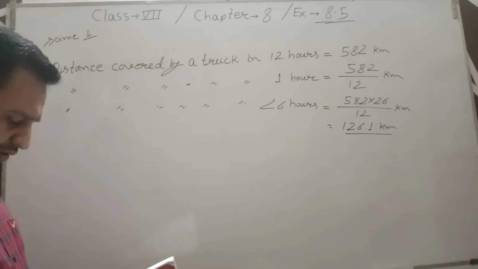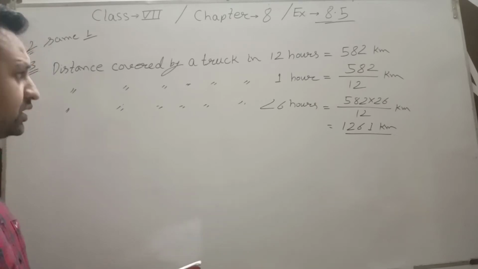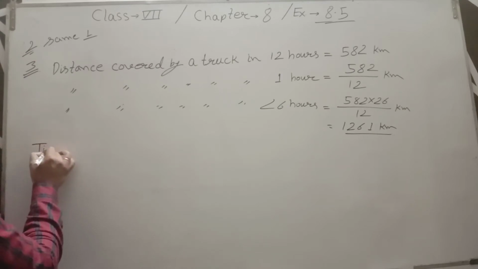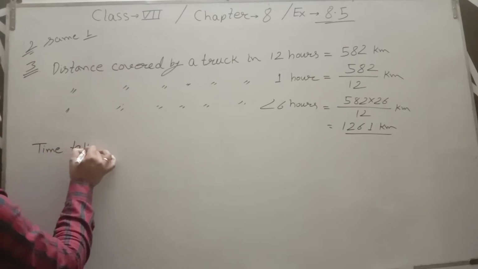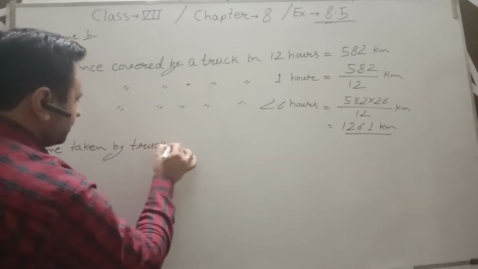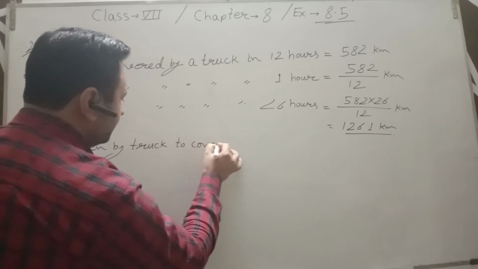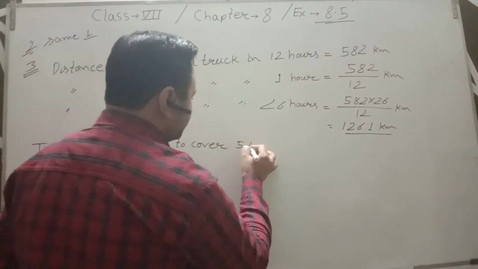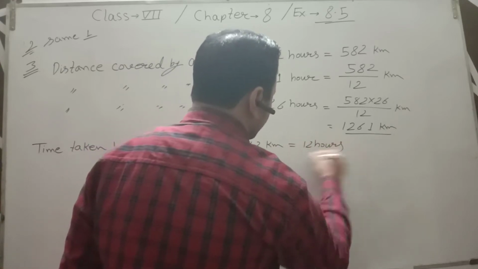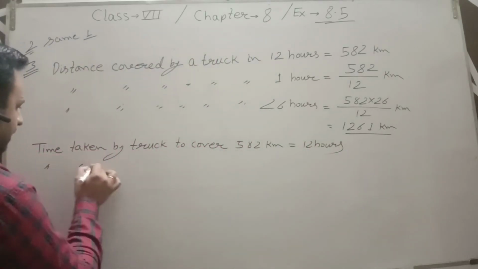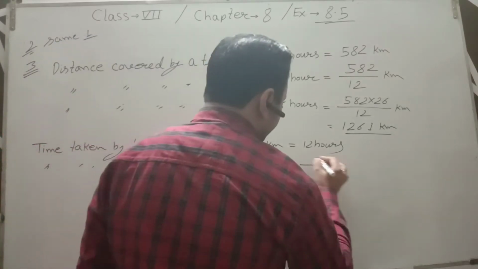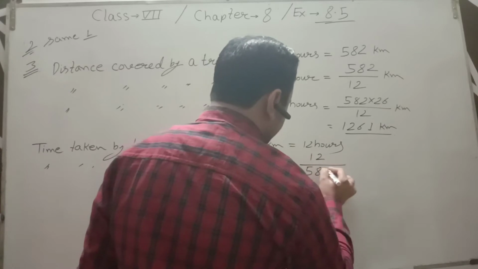We have to find the time taken to cover 1843 kilometers. So we just convert the sentence. Time taken by the truck to cover 582 kilometers is 12 hours. So time taken by the truck to cover 1 kilometer is 12 upon 582 hours.